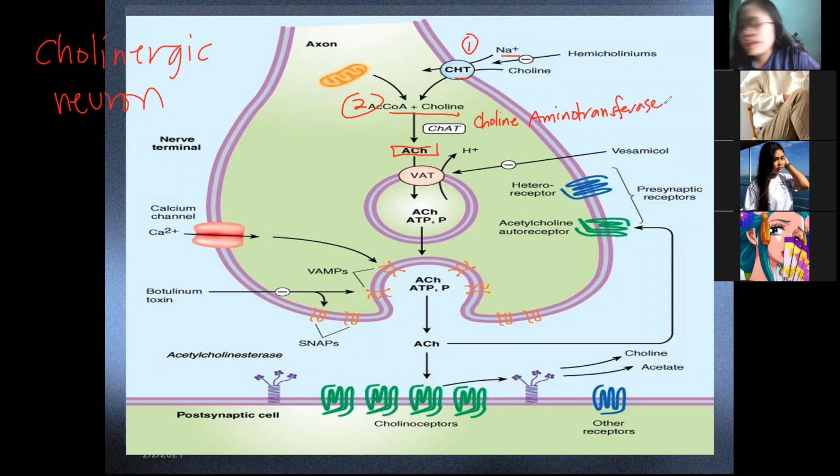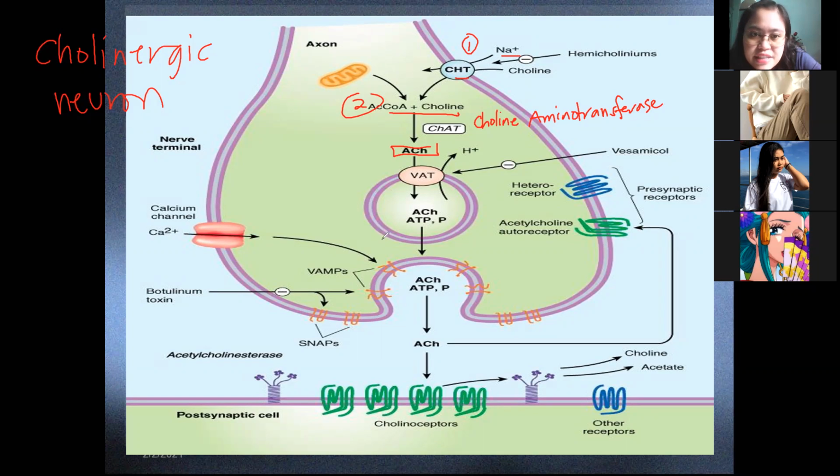Again, choline acetyltransferase. That's the meaning of CHAT. Again, this is the enzyme that helps the production of acetylcholine from acetyl coenzyme A and choline. Now, before acetylcholine is released and used, it needs to be stored. It needs to be stored inside the vesicle.